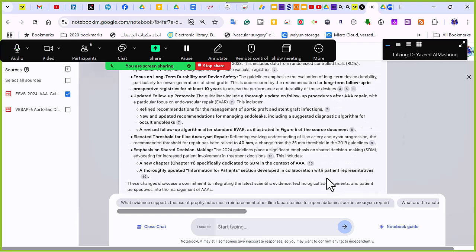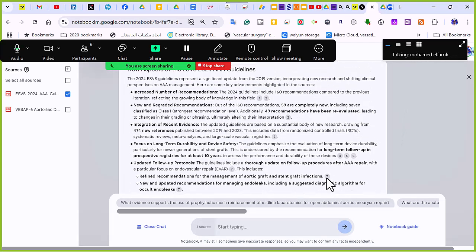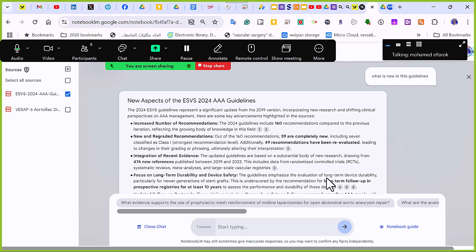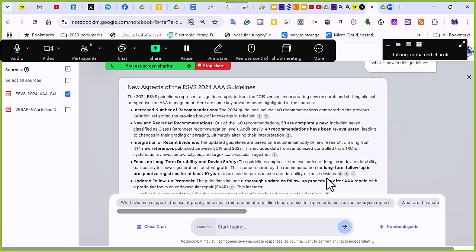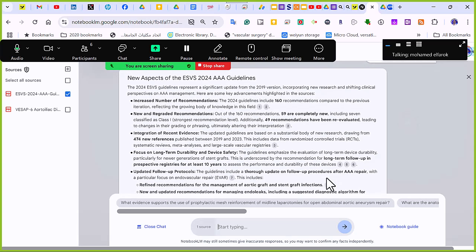Okay. So here, he put what is new in ESVS guidelines. Increased number of recommendations: out of the 160, 59 are completely new. This is information that he really picked up very well. There are 60 new recommendations. So you can see AI is really a beauty.